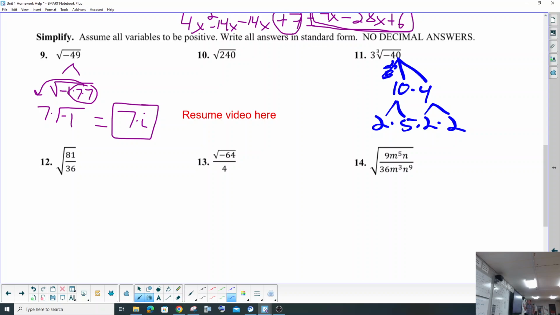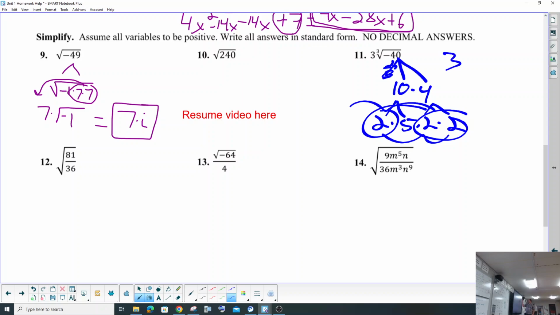That's right. And so we have 3 numbers that are the same. Can you see what they are? 2. Yeah. So we can circle 1, 2, 3 of those. And so the 5 has to stay inside, but the 2's can go ahead and come out.